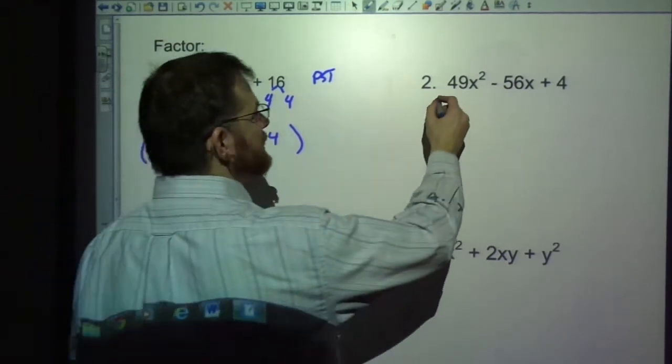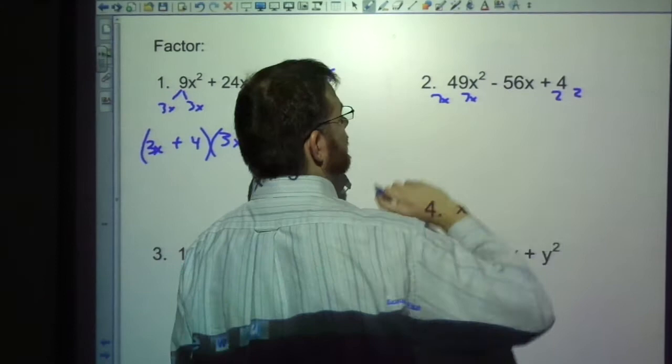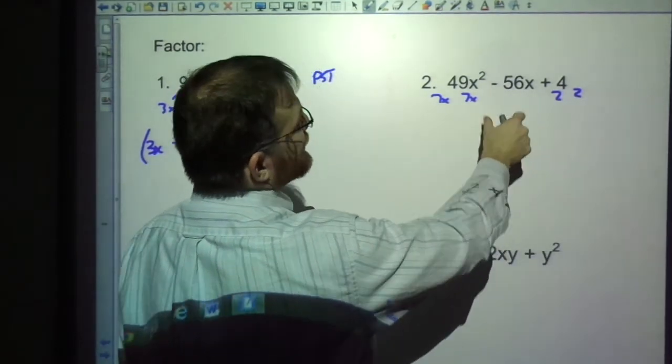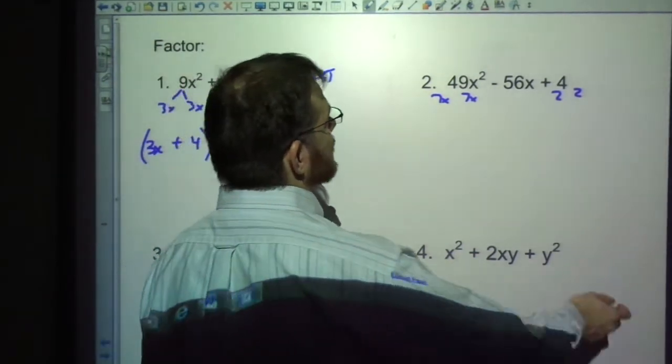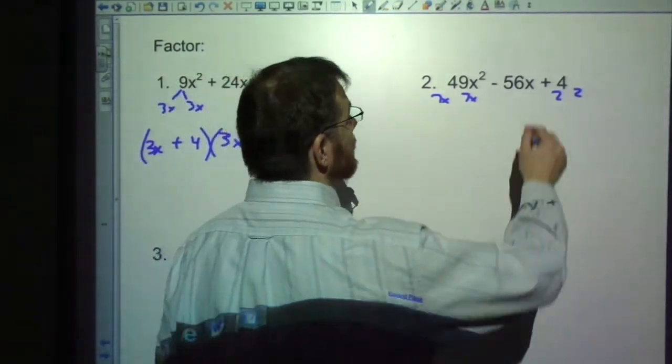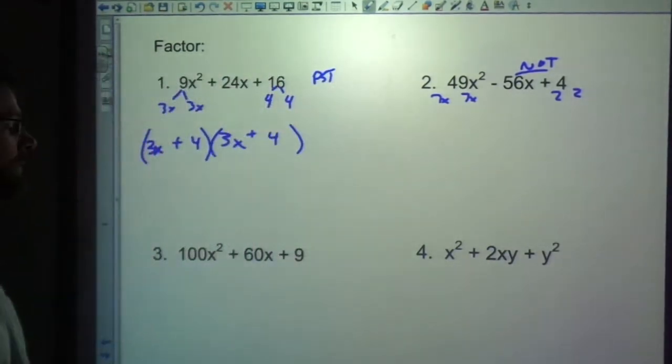This one? 7x, 7x, yes, perfect square. 2, 2, yes, perfect square. Multiply is 14x, doubled is 28, oh, not 56. Not a perfect square trinomial. So we will skip this one for now. It is not a perfect square trinomial.